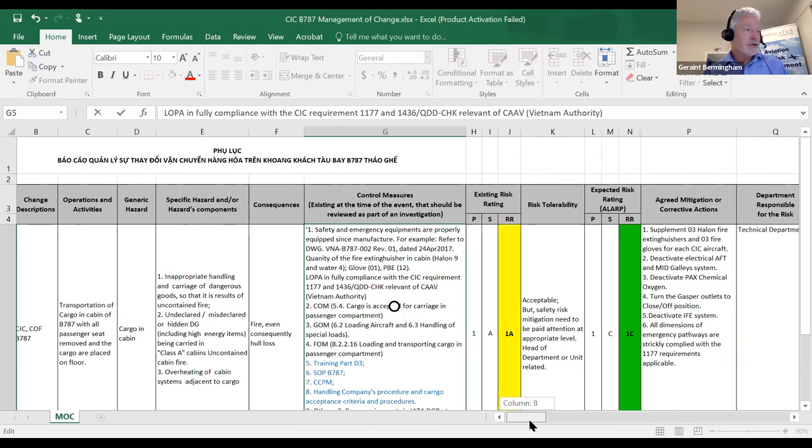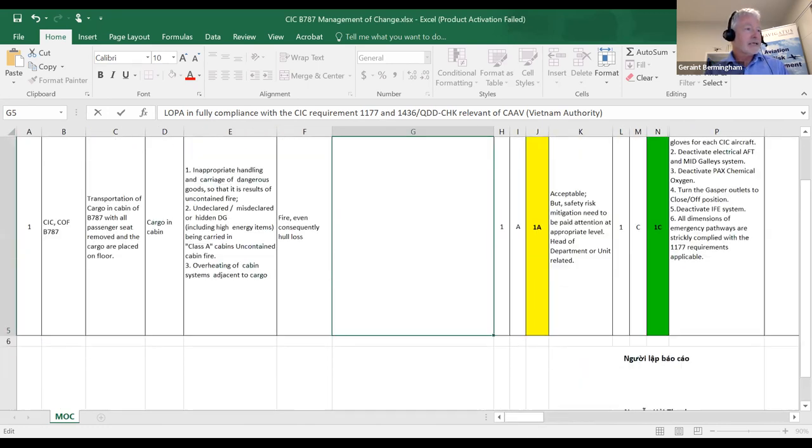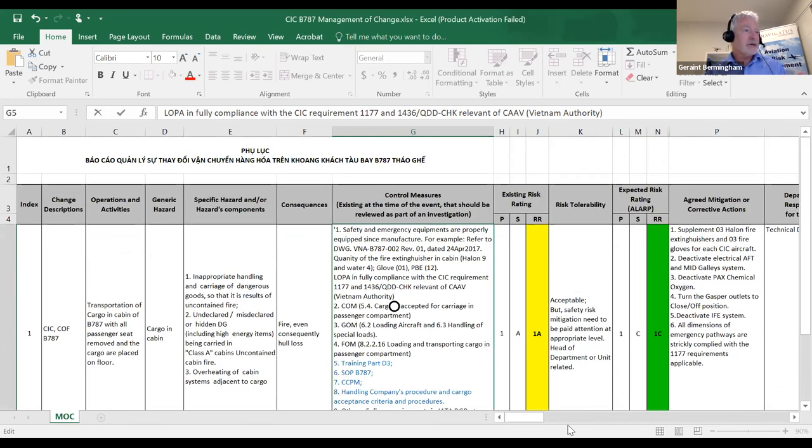Thank you. It's a very comprehensive list of mitigations. Can I ask, is the first risk rating you're using the same as engineering? Yes. We use SMS, the Vietnam Airlines SMS. We have five levels of probability and five levels of severity, the same as maintenance.